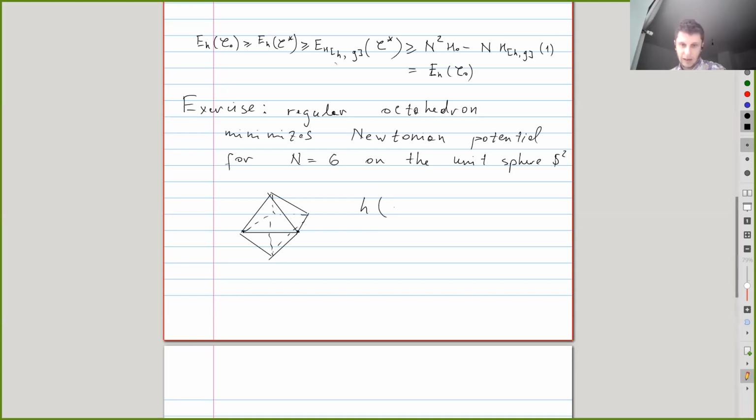H of T is, up to a scalar multiple, this. You just use the law of cosines and so on. So what is Newtonian potential? I'm just taking the inverses of distances and adding them up.